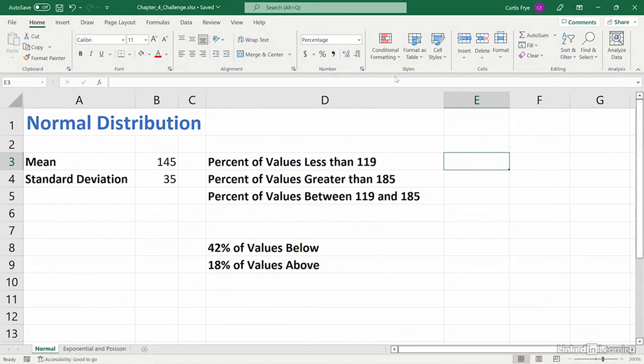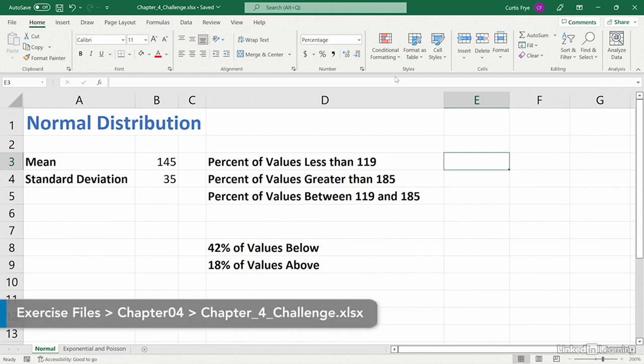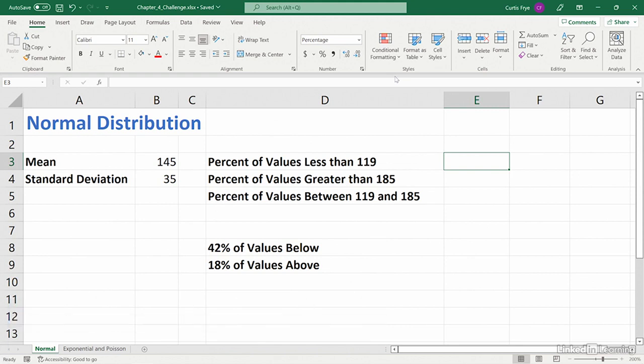In the previous movie, I invited you to analyze data using the normal, Poisson, and exponential distributions. In this movie, I will show you one way to approach these problems. I'm in Chapter 4 Challenge, and you can find that in the Chapter 4 folder of the exercise files collection.